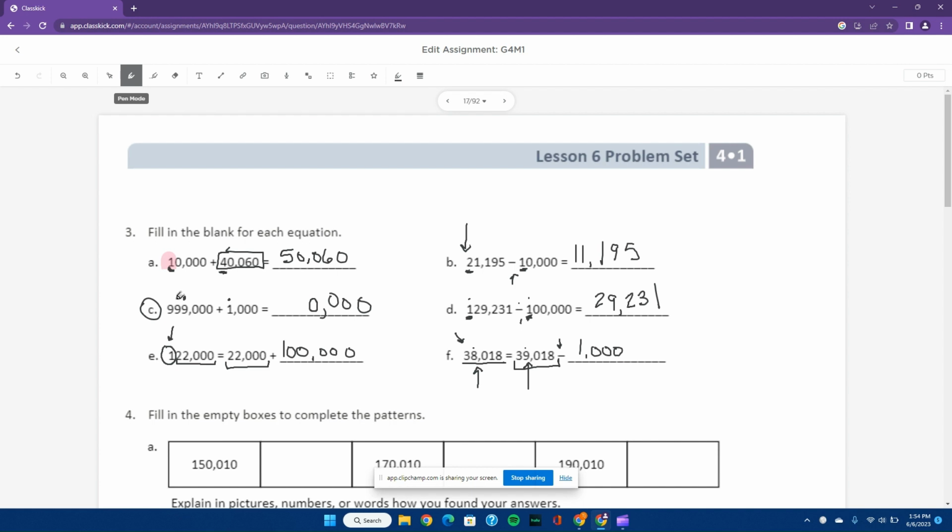But I'm also going to have 10 10,000s. So I'm going to move over to my 100,000s place. And I would again have 10 there. And I would have to extend all the way out into the millions place. So 999,000 plus 1,000 is actually equal to 1 million.